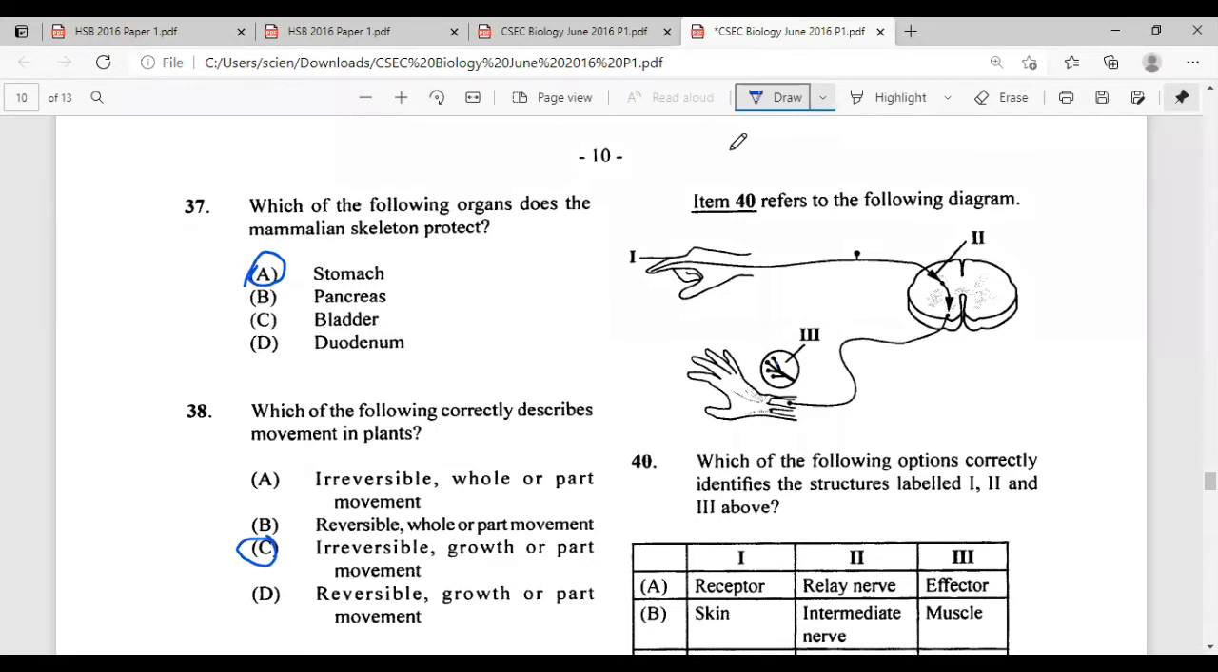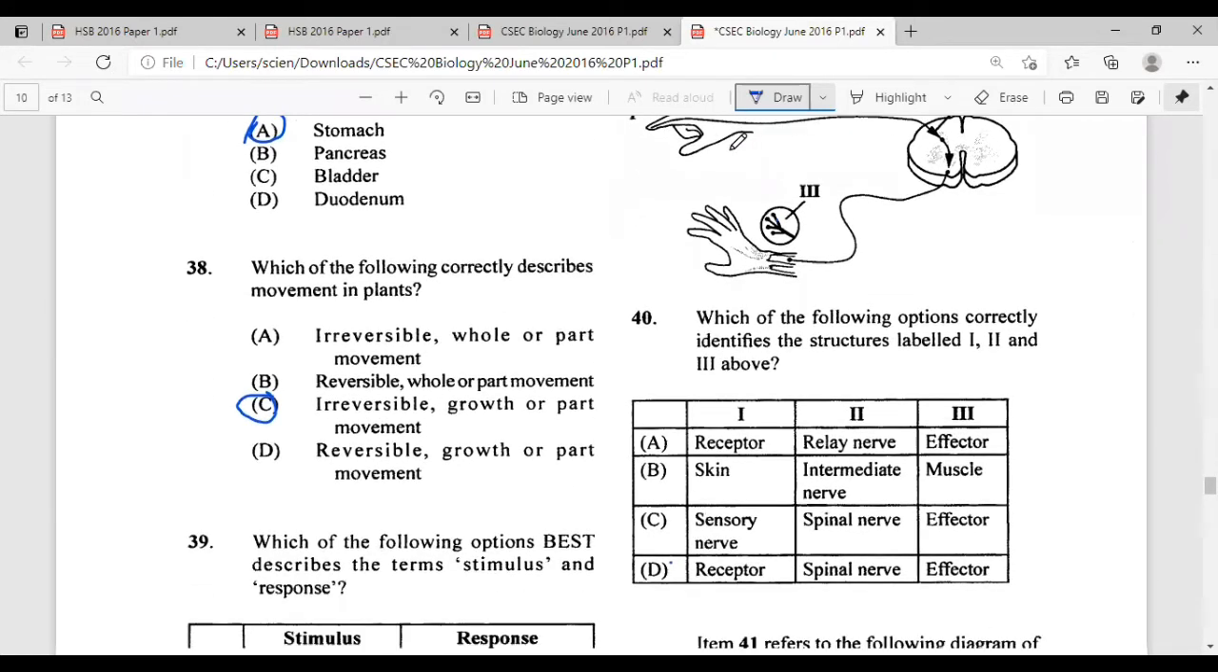Question 40. Item 40 refers to the following diagram. Move to the question. So we have, which of the following options correctly identify the structures 1, 2, and 3? So we have A, receptor, relay nerve, then effector. B, skin, intermediate nerve, then muscle. C, sensory nerve, spinal nerve, then effector. Then D, receptor, spinal nerve, then effector.